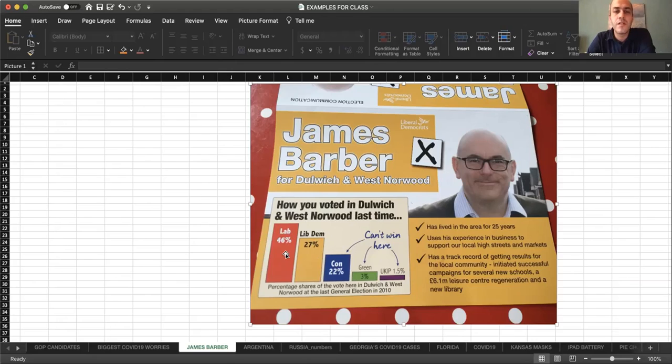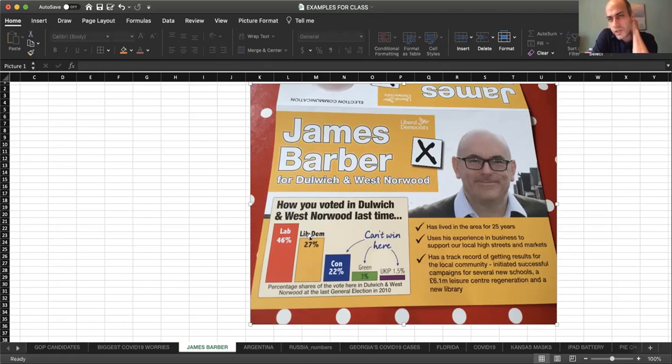And he says, Labour is the winning party, then Liberal Democrats, then the Conservatives, the Greens, UKIP. And then he has a point. He said, well, look at the graphs. They cannot win here. So his point is, if you want to beat Labour Party here in Dulwich and West Norwood, vote for me, Liberal Democrats, because you see I'm very close to passing them.